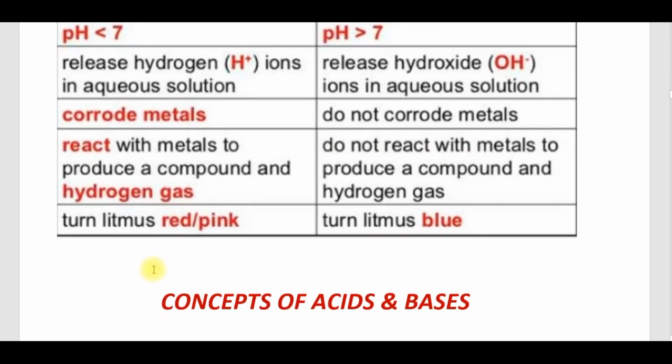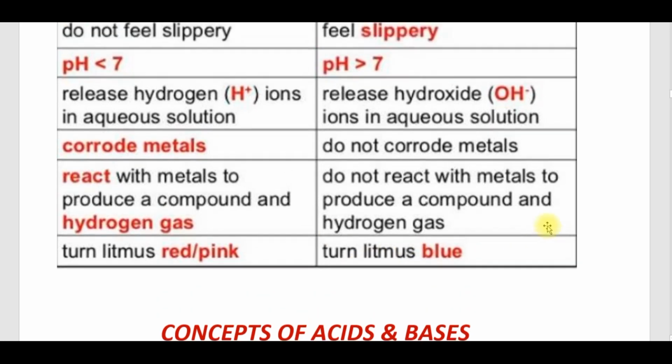Then the last point, which is very important and is used for the majority of tests to find out whether a particular substance is an acid or a base: litmus turns red to pink in the case of an acid. If it is a base, it turns litmus blue.